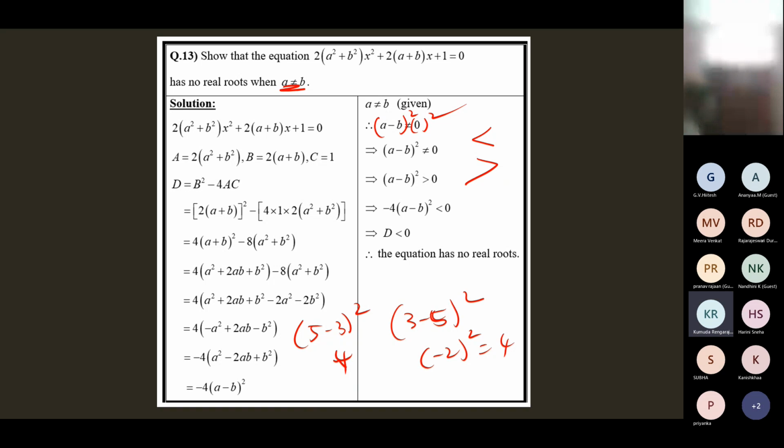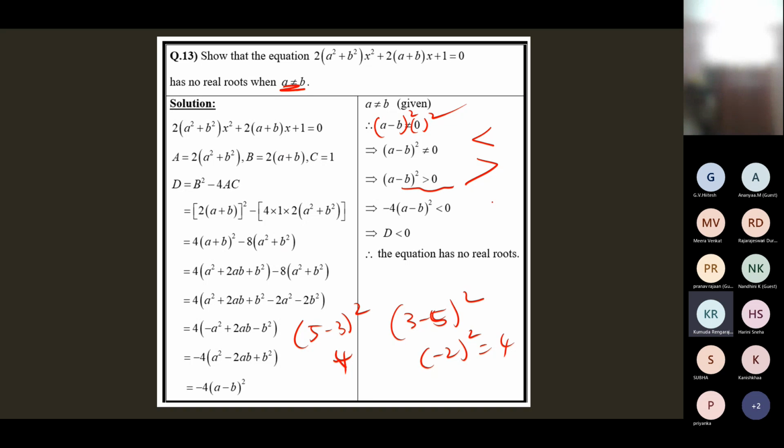Because what is a minus b? The difference between a and b. They are not equal. a and b are not equal. So, sorry, a minus b is not equal to 0. That means a minus b is either less than 0 or greater than 0. But since it's a perfect square, a minus b the whole square is positive. So that's what we write. It's positive, meaning greater than 0.